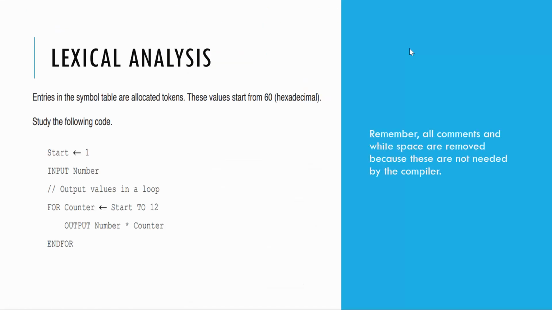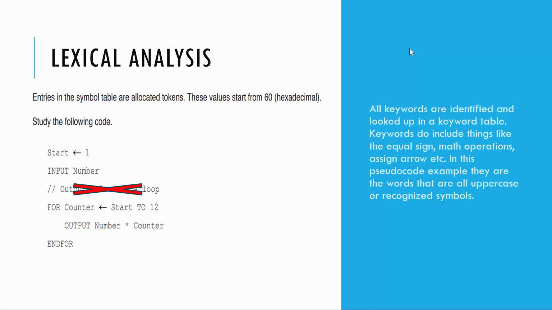So lexical analysis. Remember, all comments and white space are removed because these are not needed by the compiler. So anytime it encounters some comments, it's going to get rid of it. It's just going to ignore it. It is not needed by the program. Now, all keywords are identified and looked up in a keyword table, just like the one we looked at earlier. Keywords do include things like the equal sign, math operations, the assignment arrow, any symbol that is in the keyword table, the program recognizes. Now, in this pseudocode example, they are all the words that are all uppercase or recognized symbols.